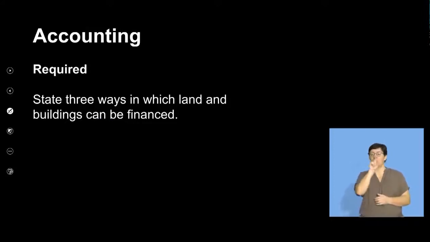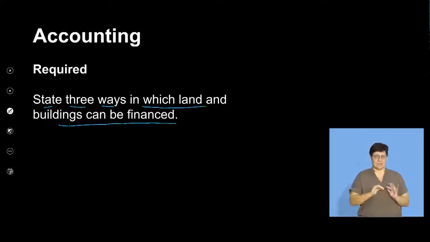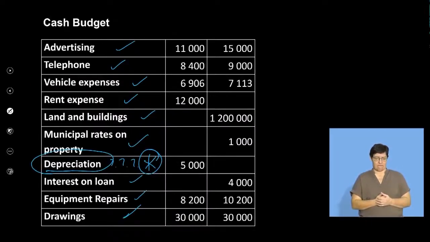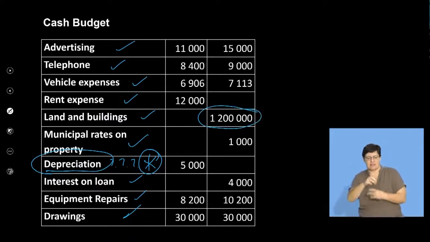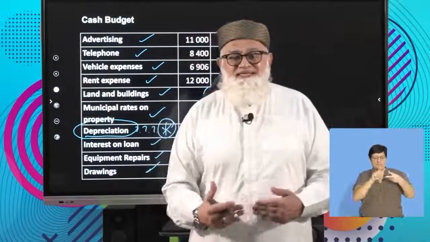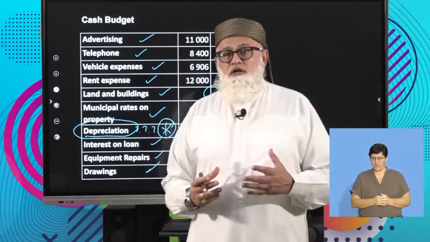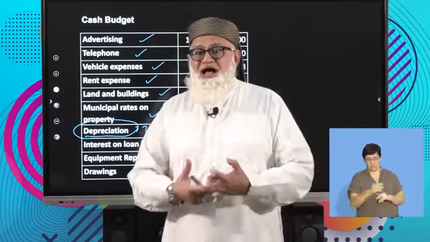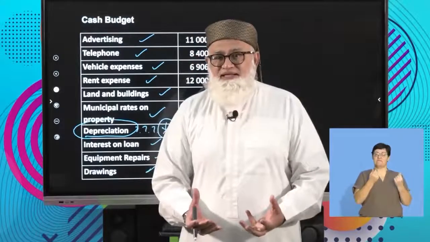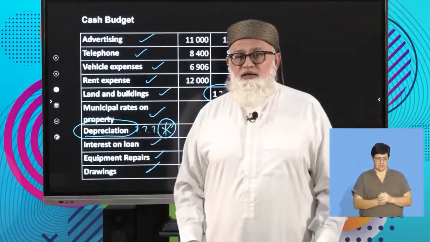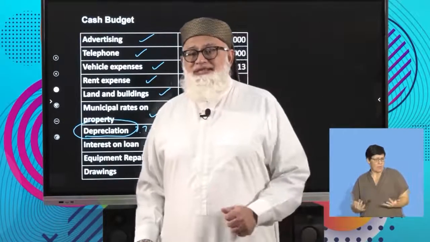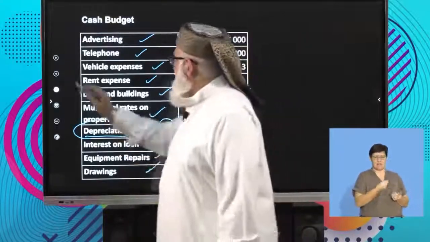Now we come to a question that says, state 3 ways in which land and buildings can be financed. If we look at our information here, you can clearly see that we need to purchase land and buildings, right? Now, how would you finance the land and buildings? Again, look at the nature of the question. They want to elicit a response from you, asking you, how would you finance the land and buildings? Okay? Let's look at the ways in which the land and buildings can be financed.